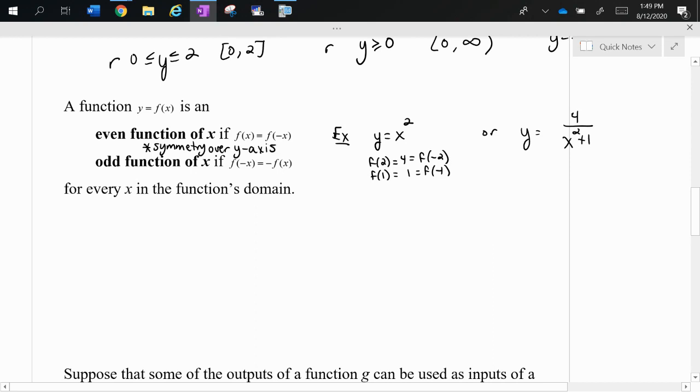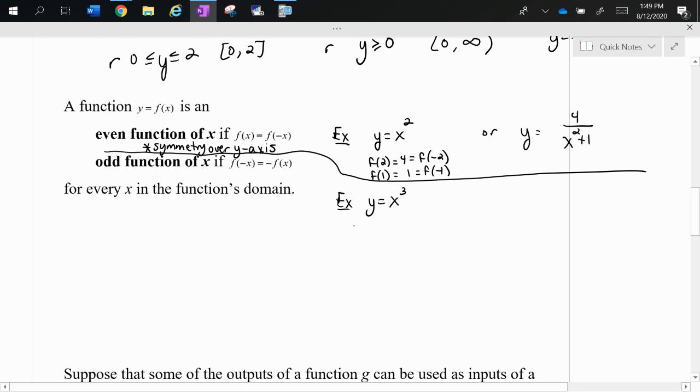Okay, now let's talk about odd functions. Make a little line here, separate it. Okay, let's talk about odd functions. An odd function is when f of negative x is equal to the opposite of f of x. So my example I can give you is y equals x cubed.